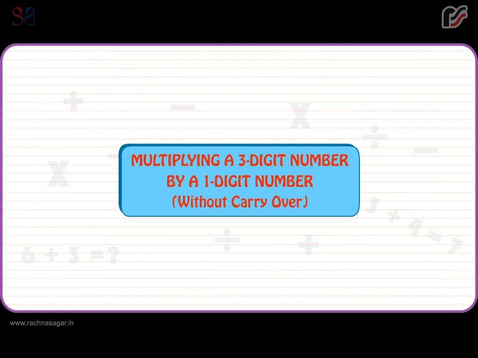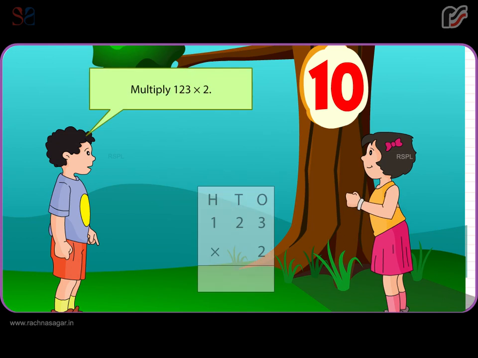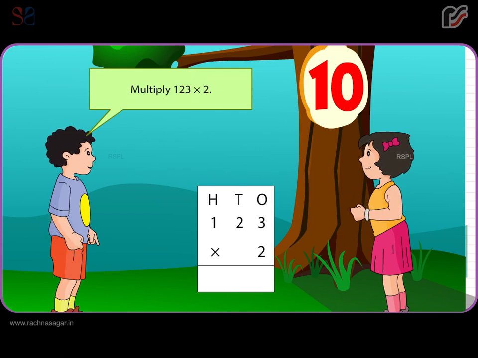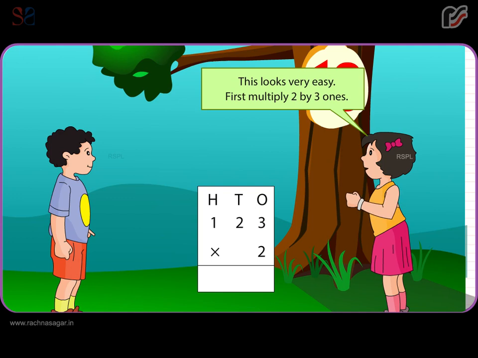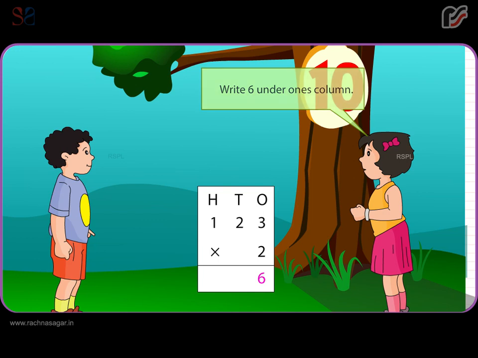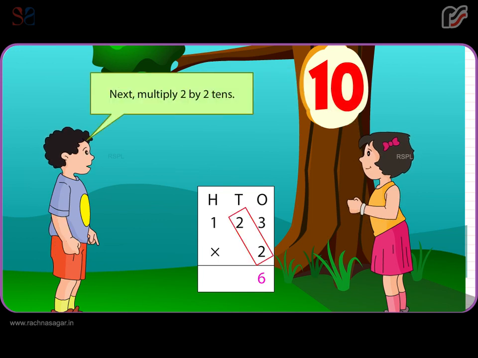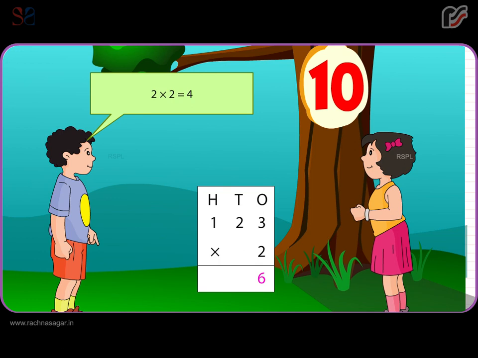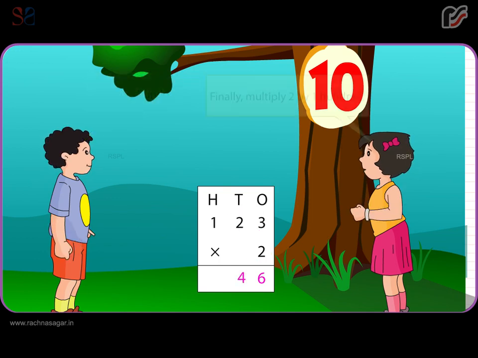Multiplying a 3-digit number by a 1-digit number without carryover. Multiply 123 into 2. This looks very easy. First, multiply 2 by 3 ones. 2 into 3 is equal to 6. Write 6 under ones column. Next, multiply 2 by 2 tens. 2 into 2 is equal to 4. Write 4 under tens column.